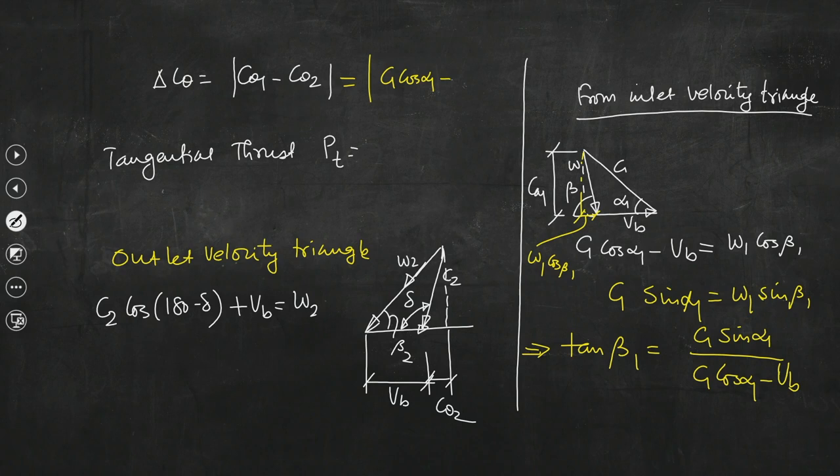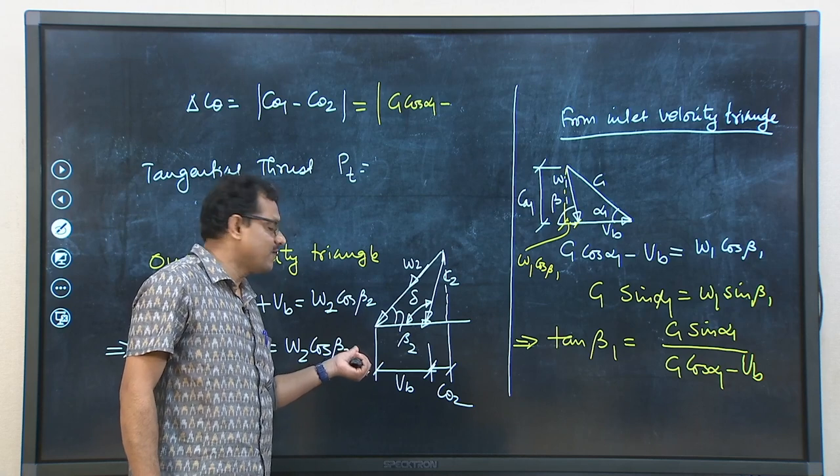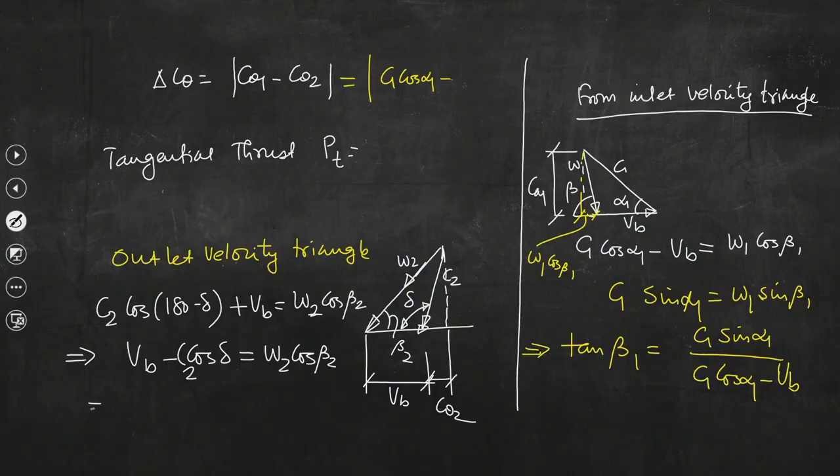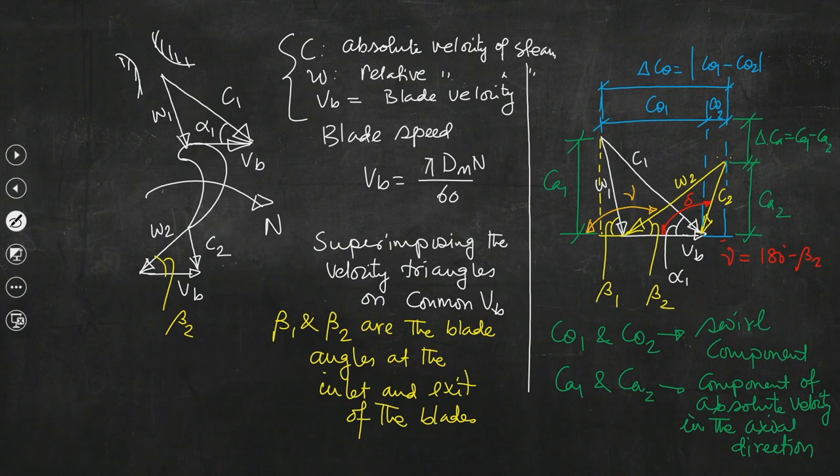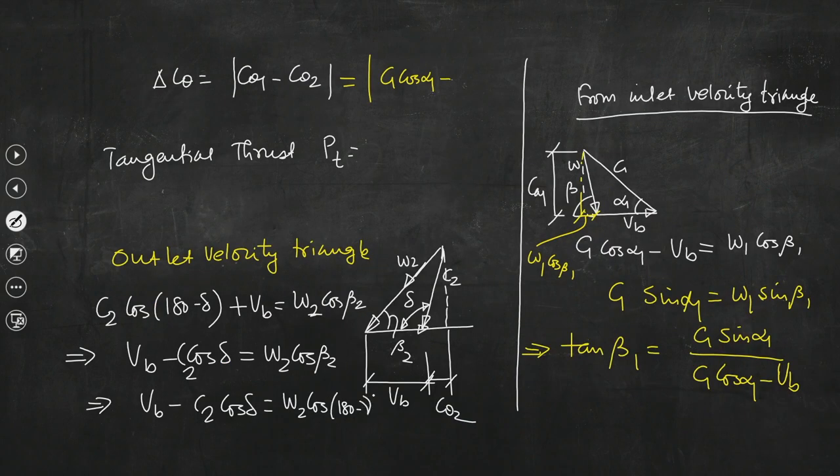W 2 cos beta 2. That means we can write V B minus C 2 cos delta equal to W 2 cos beta 2. If we are measuring the angles in the clockwise direction, then it would be V B minus C 2 cos delta equal to W 2 cos 180 minus gamma, because beta 2 is equal to 180 minus gamma, therefore, minus W 2 cos gamma.